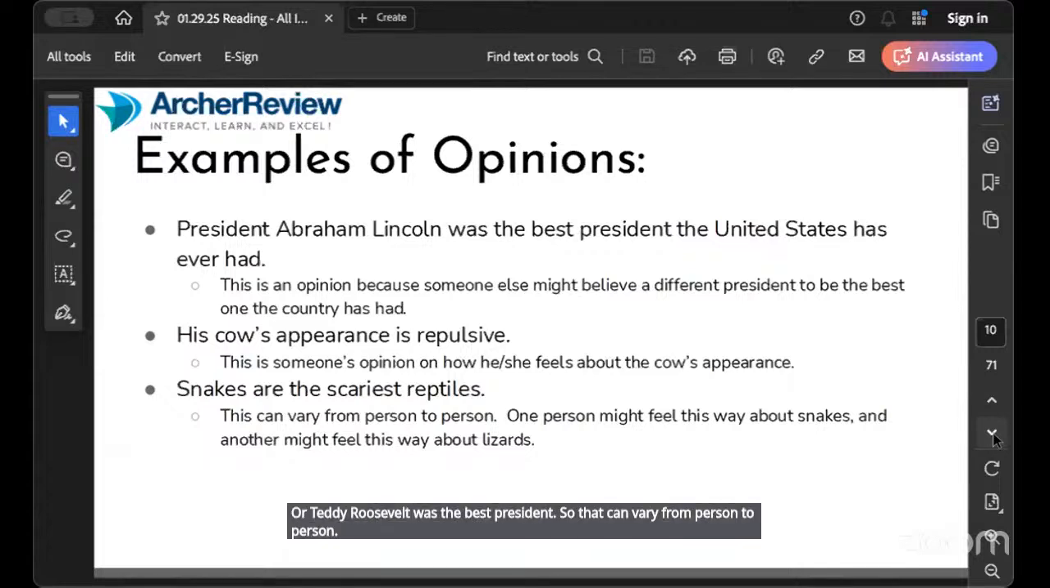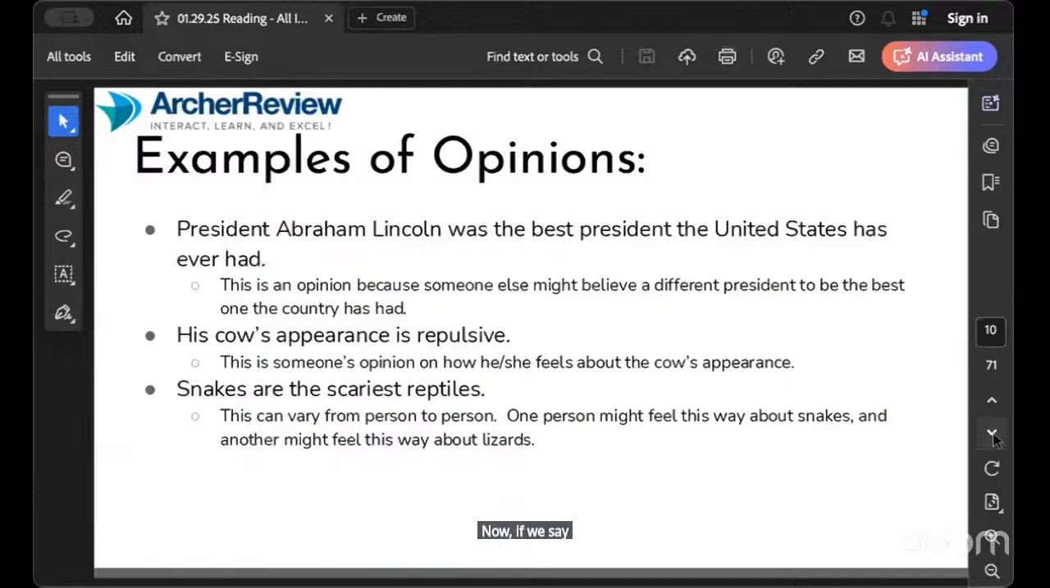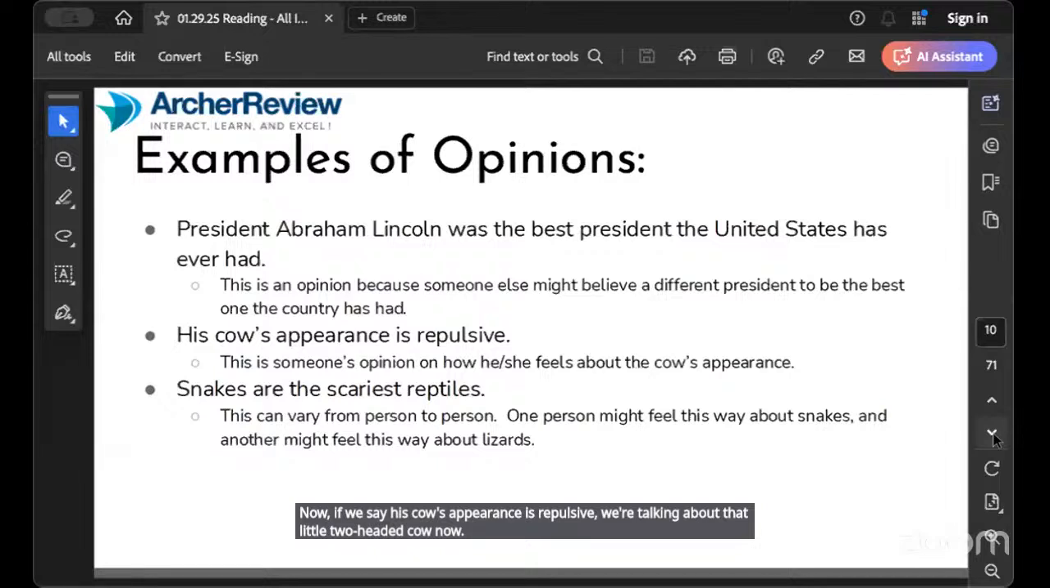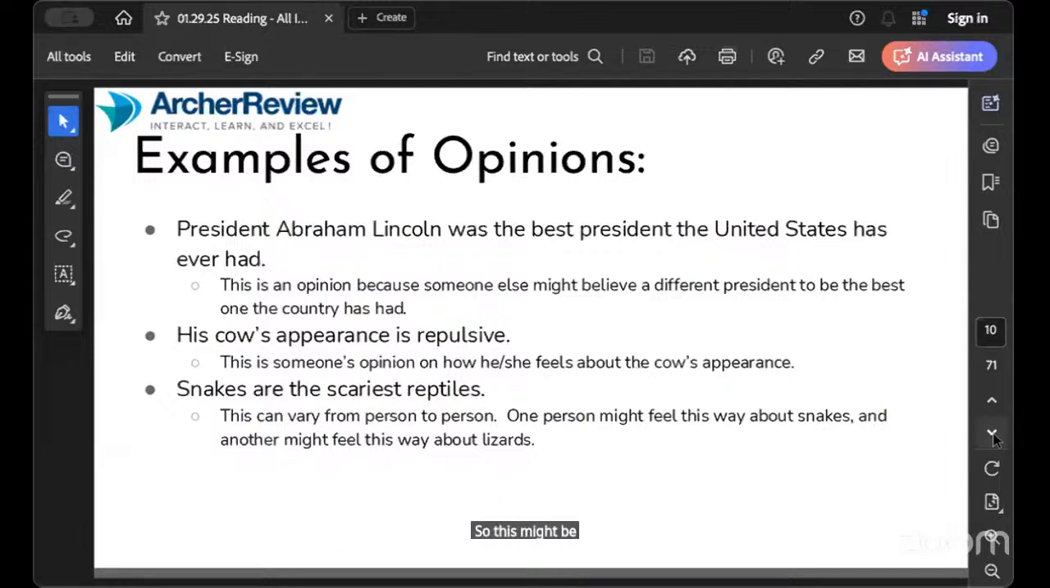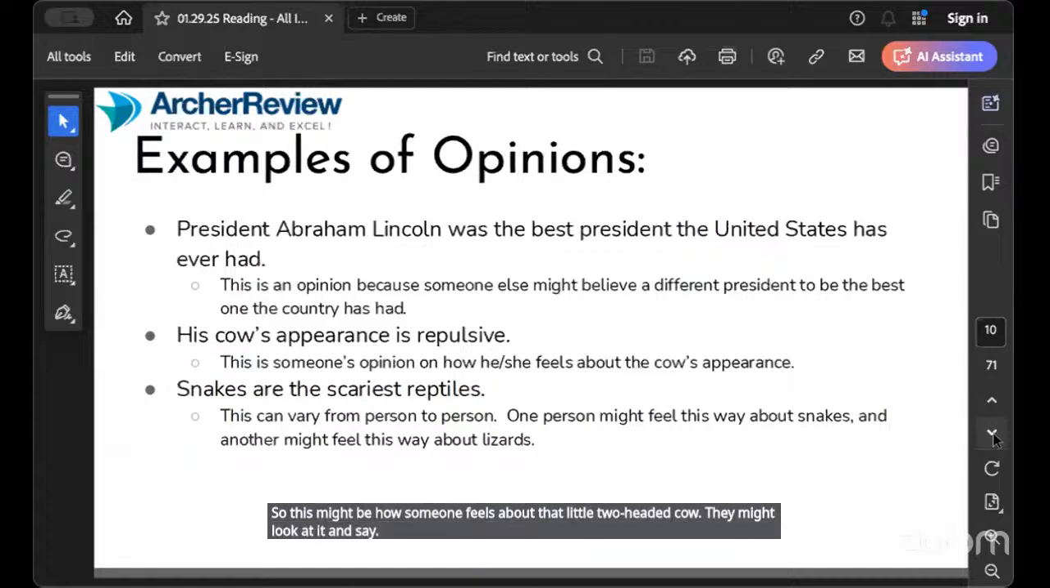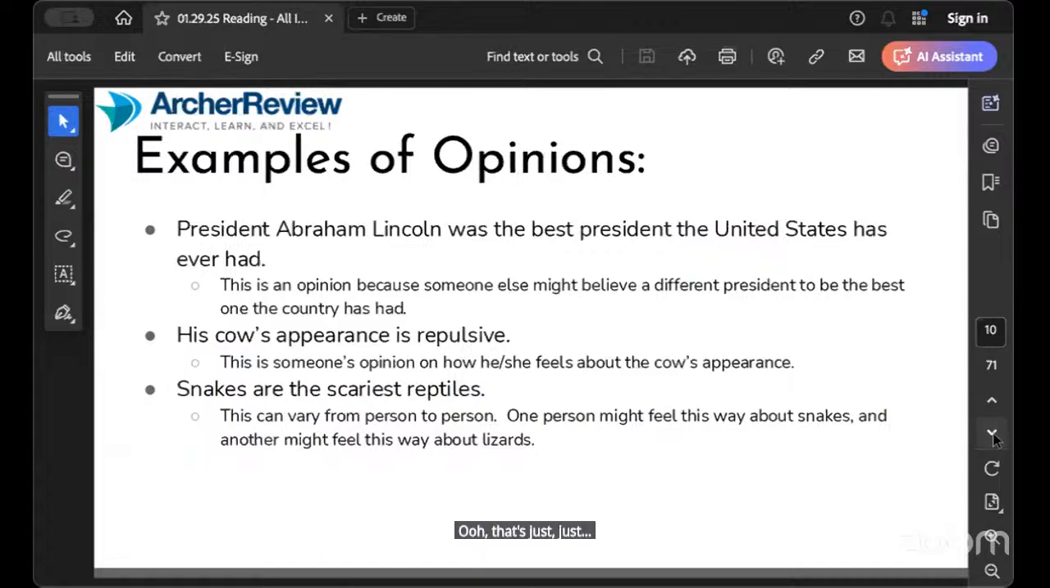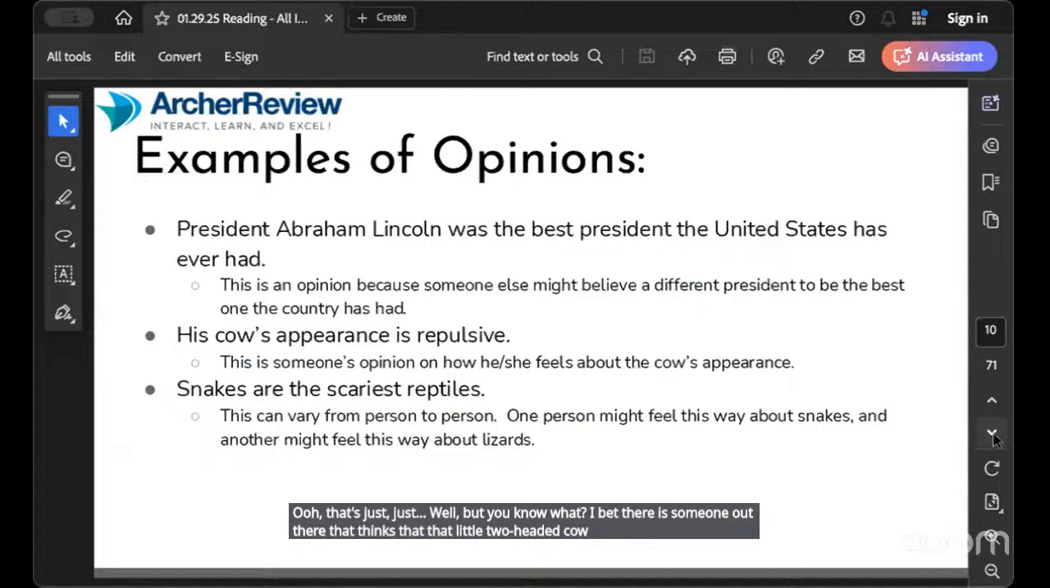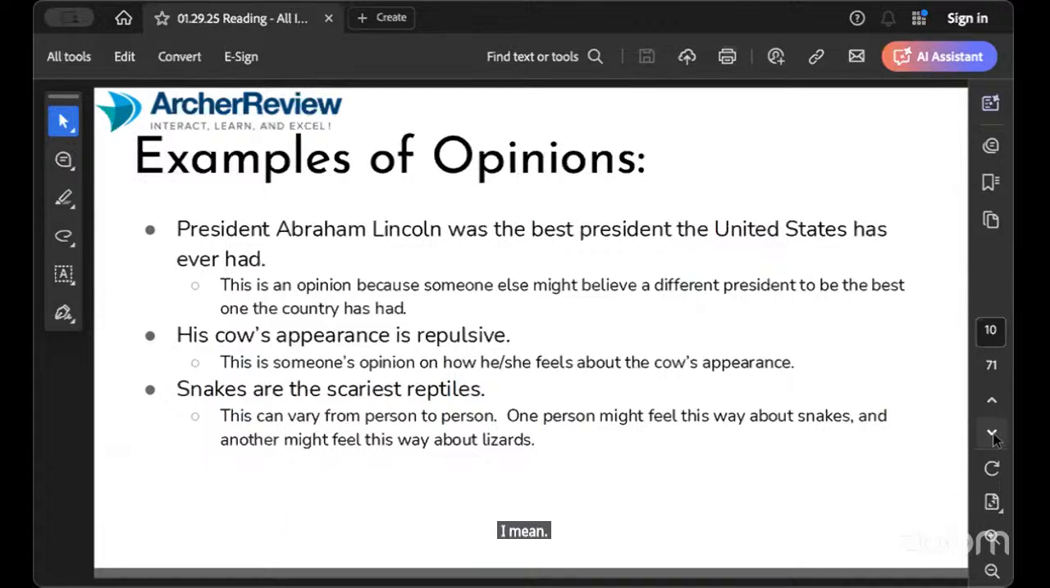Now, if we say his cow's appearance is repulsive, talking about that little two-headed cow now. So this might be how someone feels about that little two-headed cow. They might look at it and say, ooh, that's just disgusting. Well, but you know what? I bet there is someone out there that thinks that little two-headed cow is just the most adorable little thing you've ever seen. I mean, so that can change from person to person.